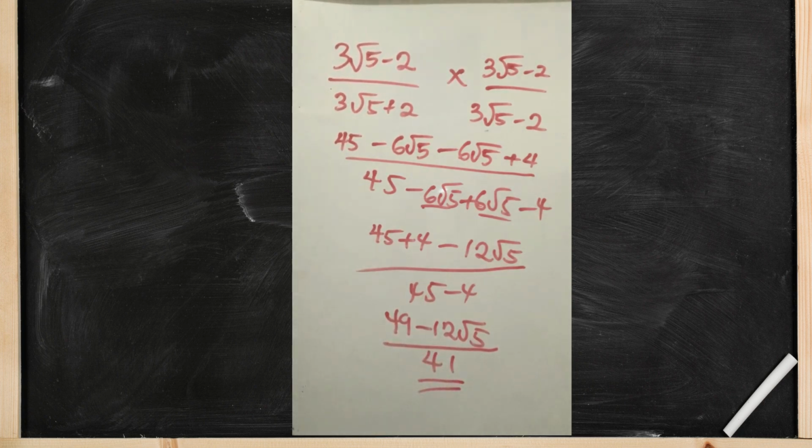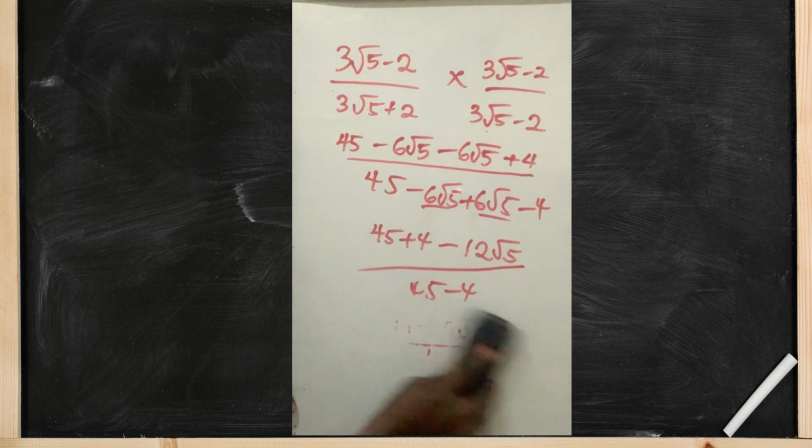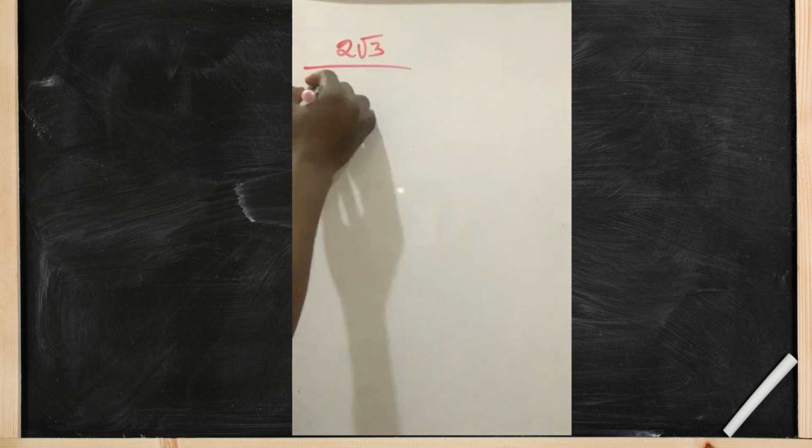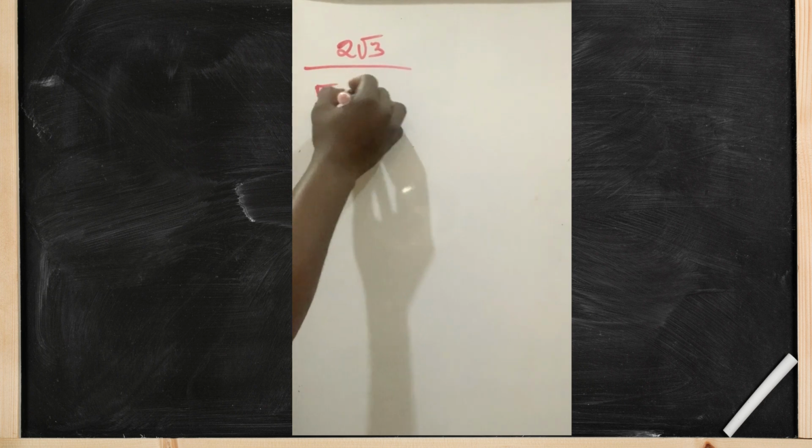And that's the answer to the question when you want to rationalize that surd. The last question on this session is going to be this simple question: 2 root 3 divided by 5 minus root 3.